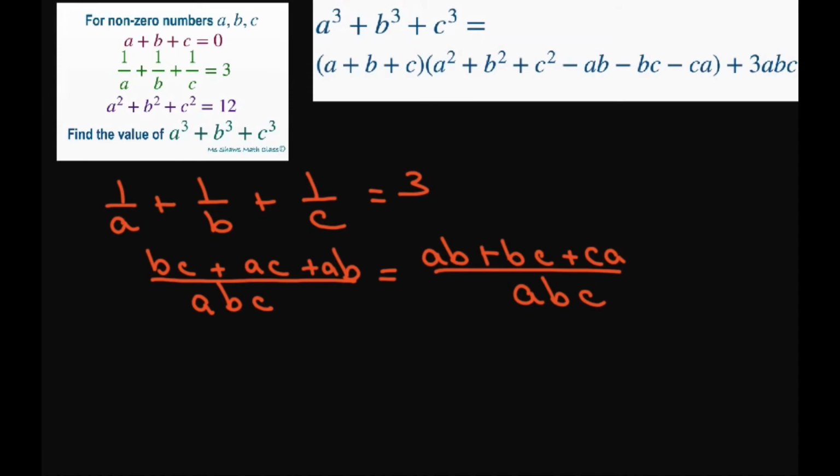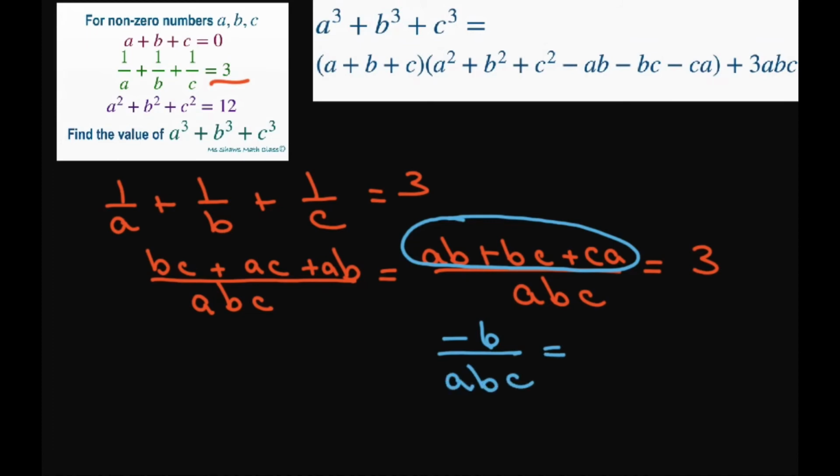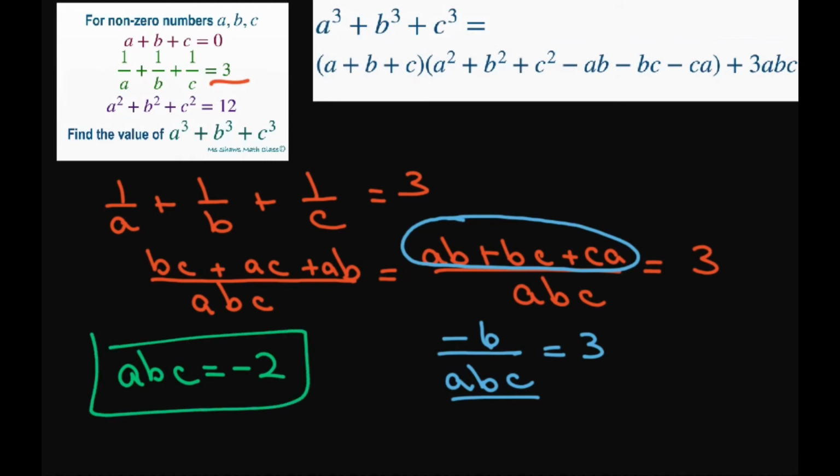All right. And this is supposed to equal what? 3. All right. Now, we already know what this equals because we already got that. That equals negative 6. So we have negative 6 divided by abc equals 3. And solving for abc, if you cross multiply, you get abc equals negative 2. So now we have everything we need, and we can use our formula.